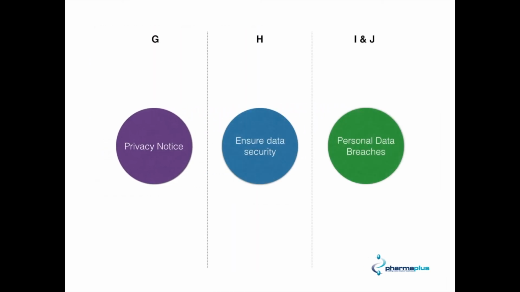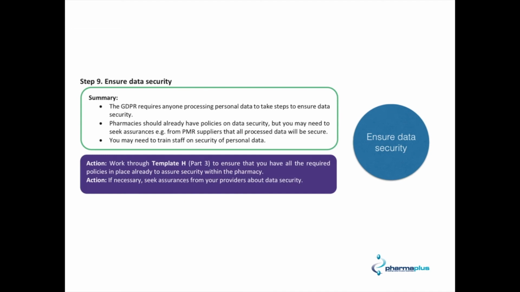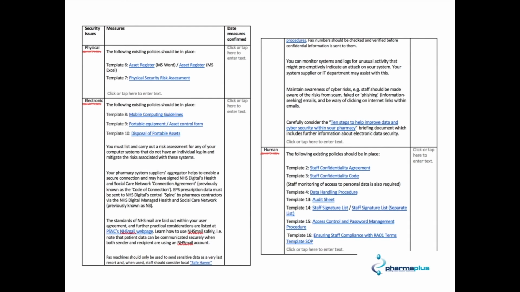Now, template H is about data security, and here are the actions that you'll need to take. Basically, what you need to do is look over the types of security issues that you're going to face. The template contains 3 different areas: physical, electronic, and human. And basically what you need to do is click on each one of those links and complete the template concerned. That's really about it.